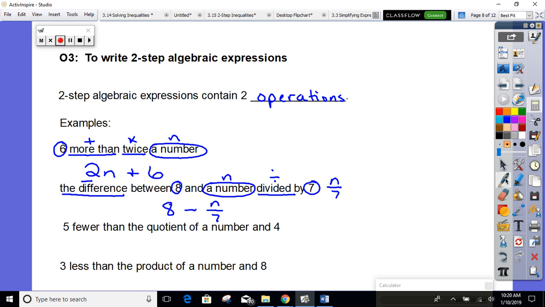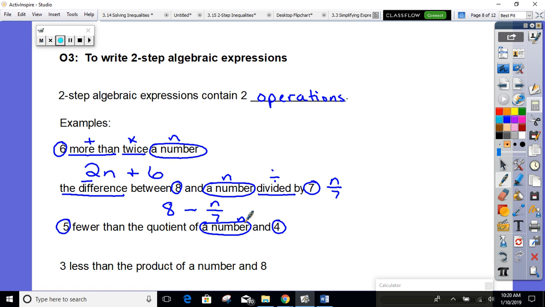Okay, let's look for the numbers in the next one. Haley Brown, what are the numbers that you see in the next one? 5 and 4. A number and my little number 4. And 4. Okay? So again, I'm going to use n.